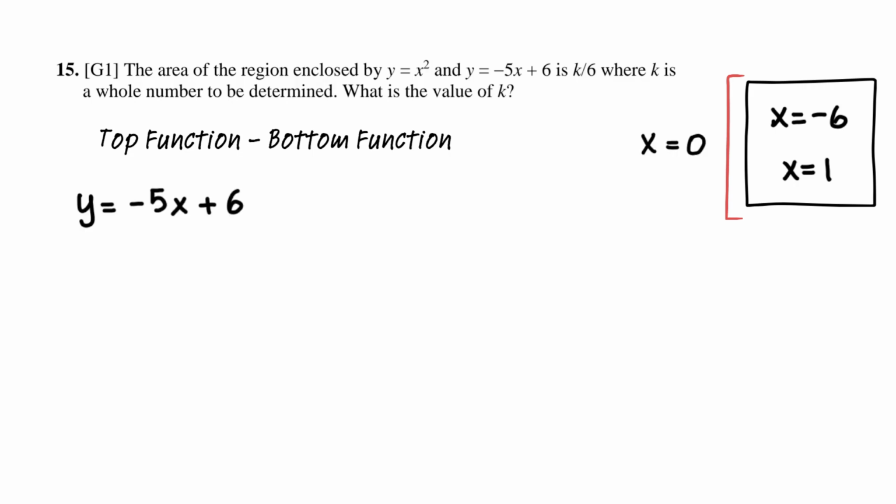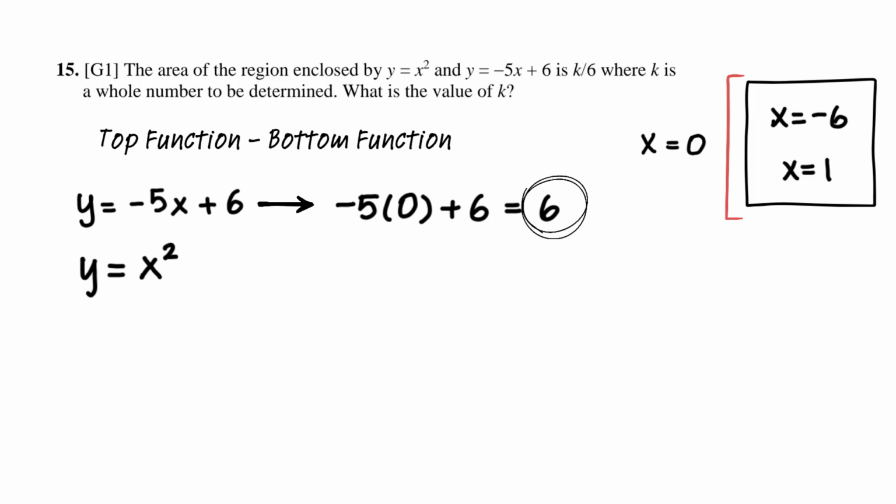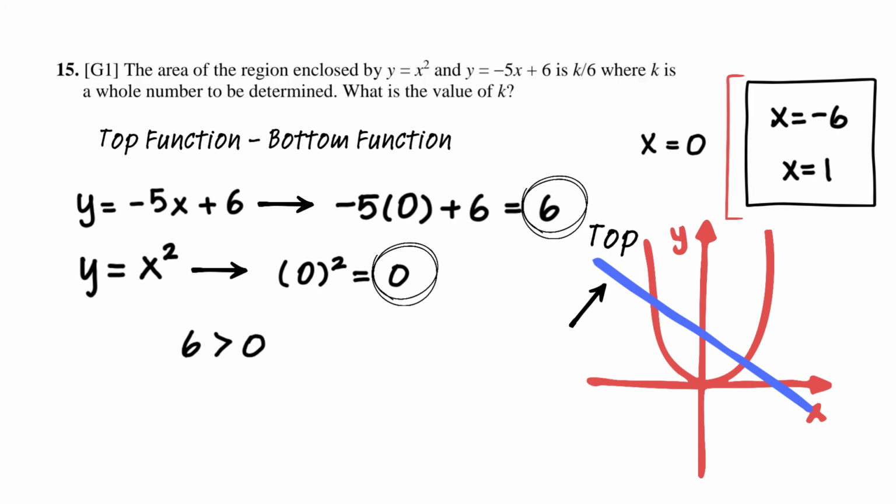Now plug it into the line function. Negative 5 times 0 plus 6 is equal to 6. Again, plug the same value we picked, 0, into the parabola function. 0 squared equals 0. Since 6 is greater than 0, the line is our top function, and the parabola is our bottom function for this region. This is crucial because if you flip them, you'll end up with a negative area.